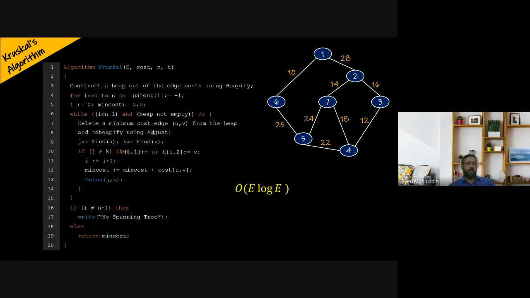So the while loop will run for E times, again performing reheapify and all. Other statements are primitive statements. And the union operation will take O of n, where n is nothing but E itself, the edges. So this whole Kruskal algorithm will take O of E log E time, where E is the number of edges. So this is how Kruskal's algorithm and Prim's algorithm work.